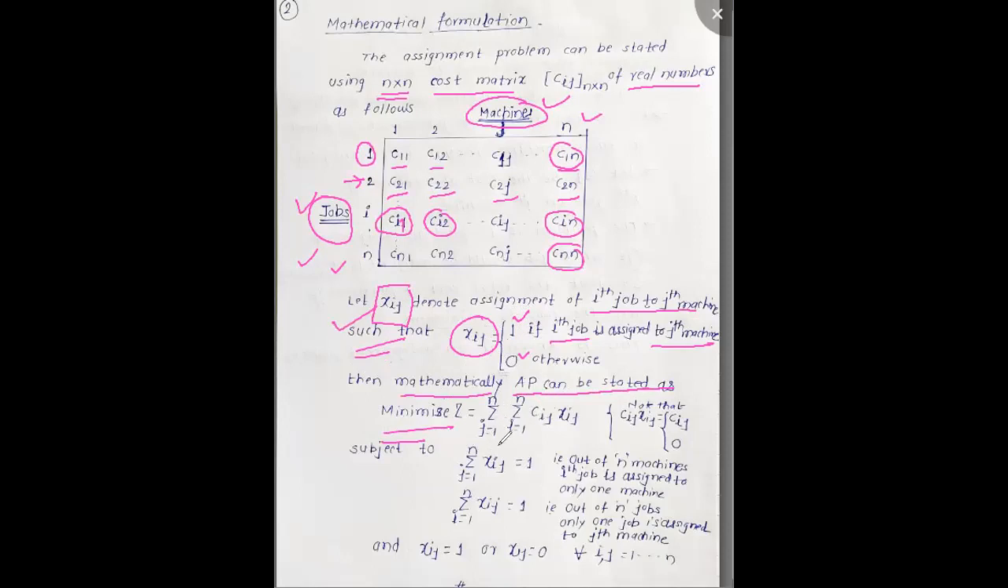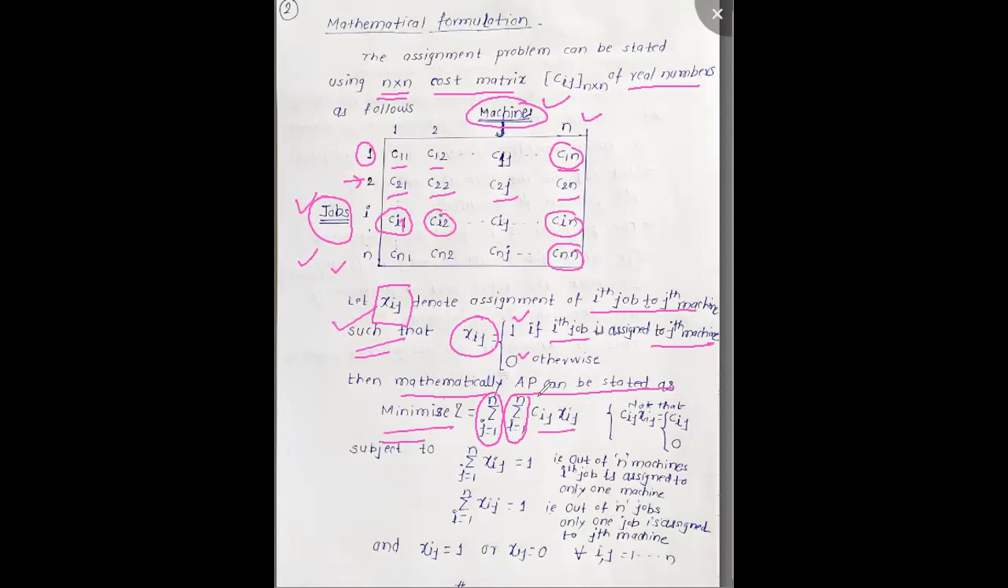So it is a double summation of Cij into Xij. We will see what this product is. J varies from 1 to n, and I varies from 1 to n. There are n jobs, so I equals 1 to n. We use I for jobs, and the suffix J we use for machines. So there are n jobs and n machines.